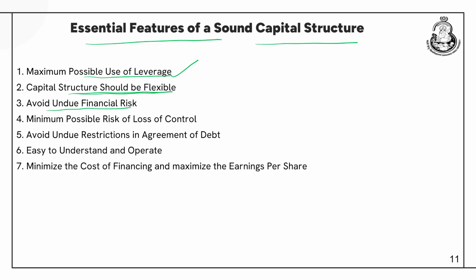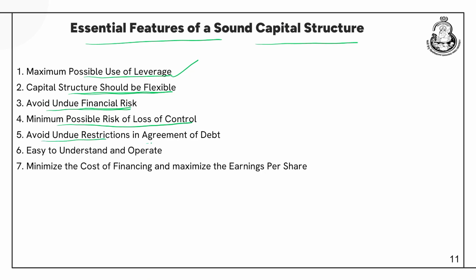Avoid undue financial risk. Getting debt at a cheaper rate is good for the company, it increases EPS, it increases ROE, but it also adds a lot of financial risk to the company. So the company should avoid undue financial risk, because it might lead to the problem of bankruptcy, which can turn into liquidation as well. Minimum possible risk of loss of control. If the company issues too many equity shares, the control of the existing shareholders gets diluted, and the EPS will also go down. So the company should take this into consideration as well.